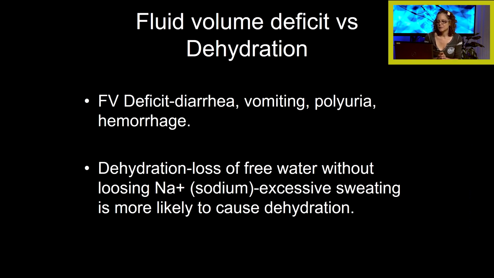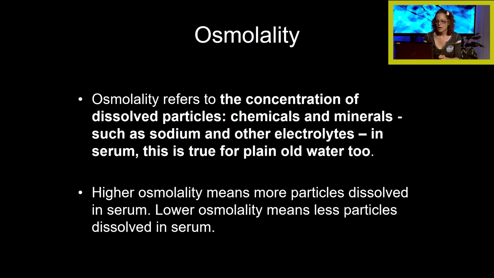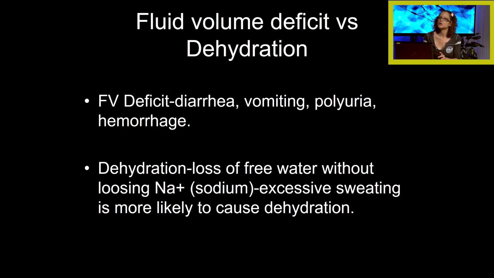So, a fluid volume deficit versus dehydration. A fluid volume deficit might be caused by diarrhea, vomiting, polyuria, which is too much urination, or hemorrhage, when we're bleeding out. Dehydration is really defined more as the loss of free water without losing the sodium, and so excessive sweating is more likely to cause dehydration. Even though a lot of times we say that a person is dehydrated, really, probably more what's happening is that they're having a fluid volume deficit.